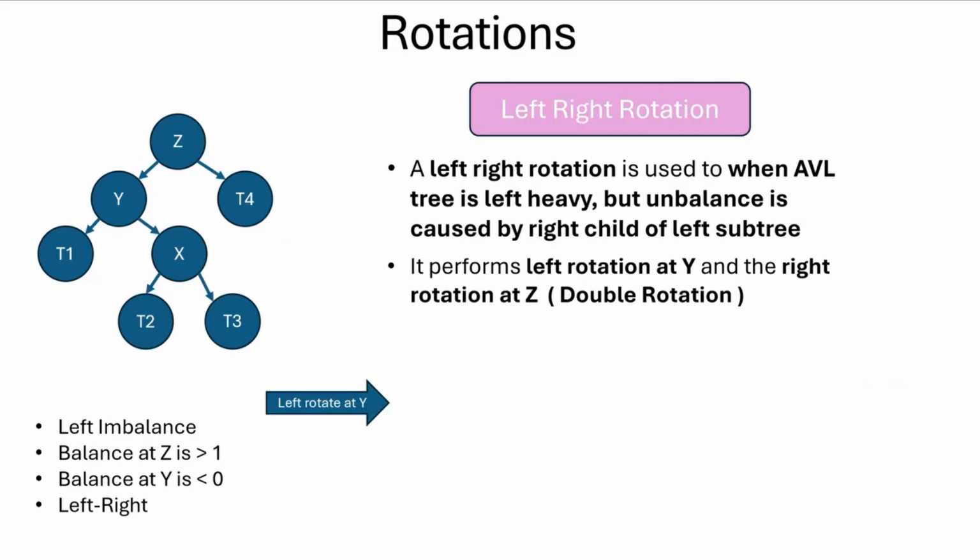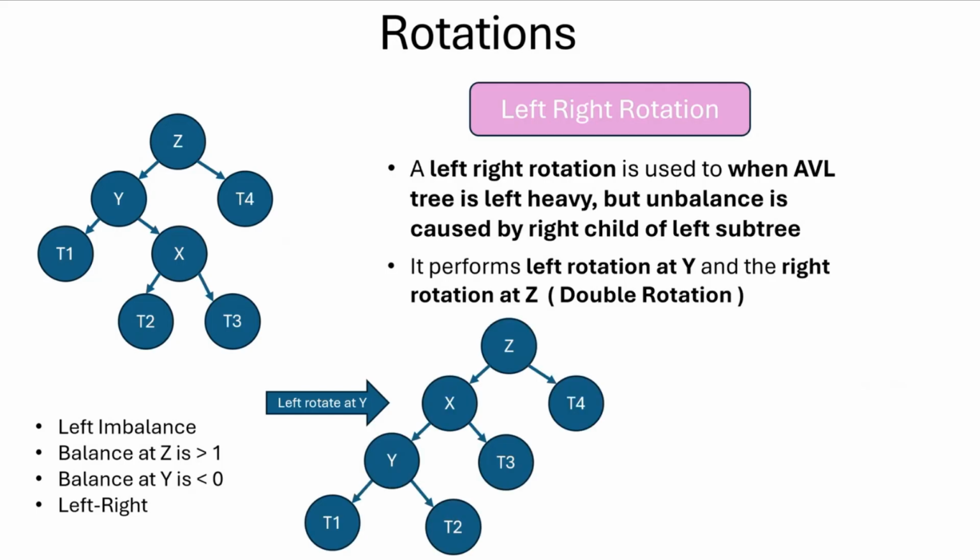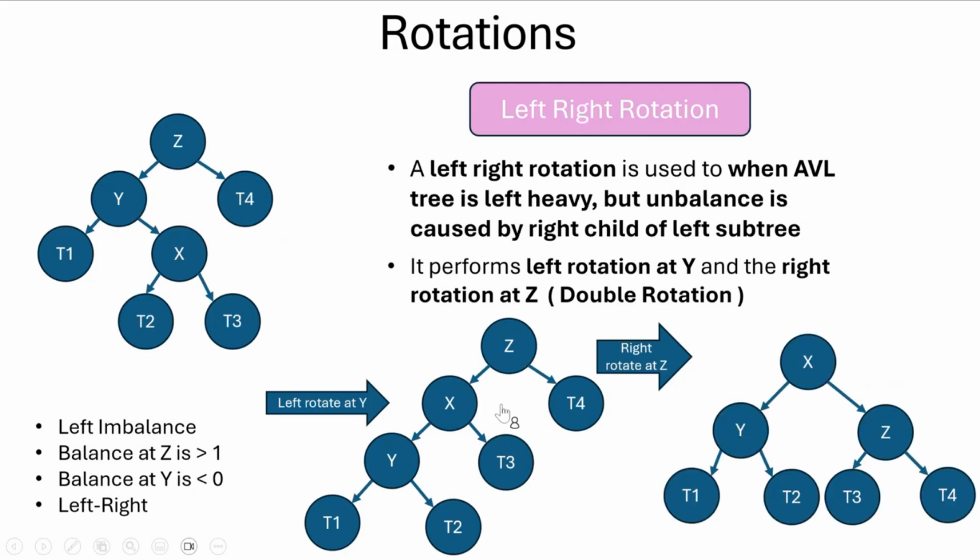So what we do is left rotate at Y. We do that and we break the zigzag. Good. And then we do the right rotate at Z. It means that the left child of Z becomes the new root and Z becomes the right child of the new root. And if the new root had any previous right child, it becomes the left child of the previous root, Z. So this is how the left-right rotation works.